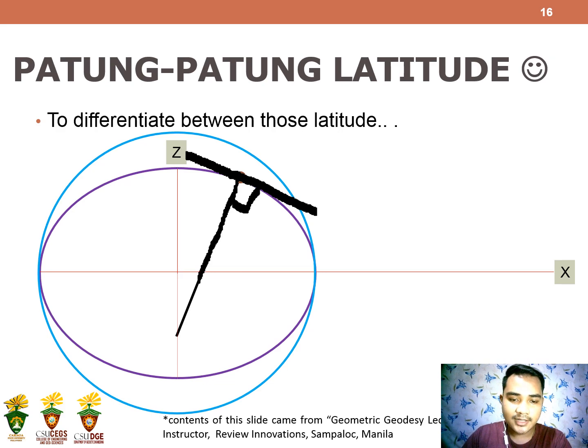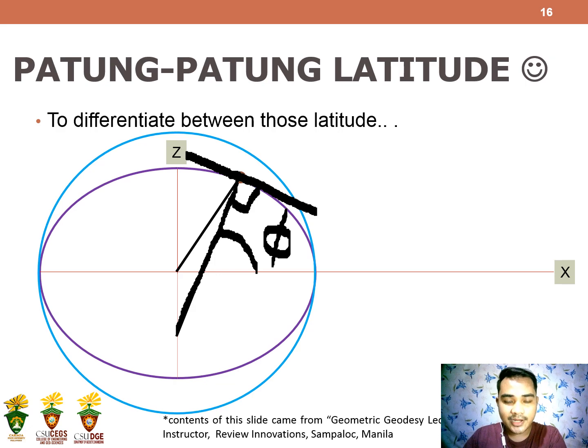Kani siya nga radius or kani nga line. So therefore, kisa man ni siya nga latitude, kaning gikan sa equatorial padulong diha sa radius of the line, no, that is normal to the ellipsoid. So kana siya nga latitude is what we called the geodetic latitude. So kana nga denotation.